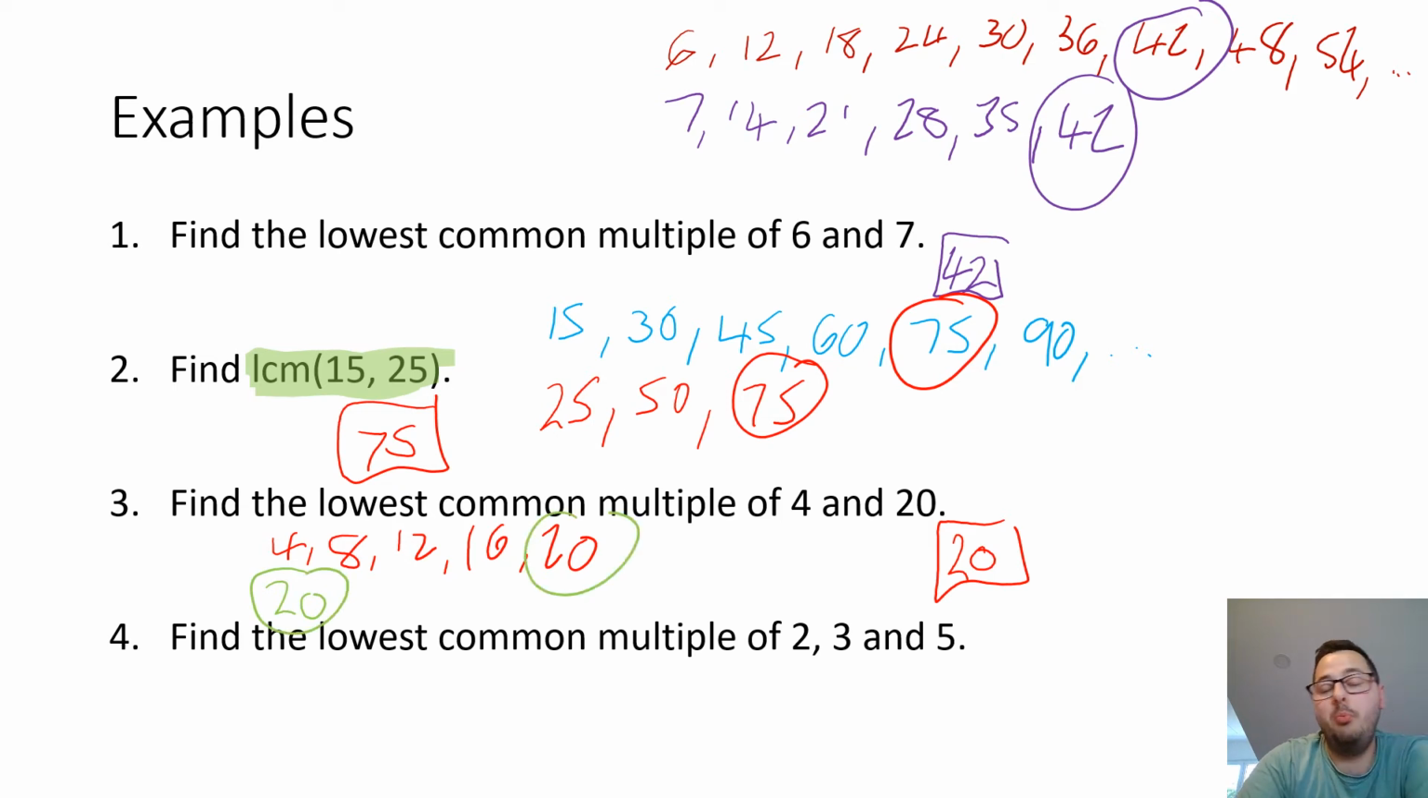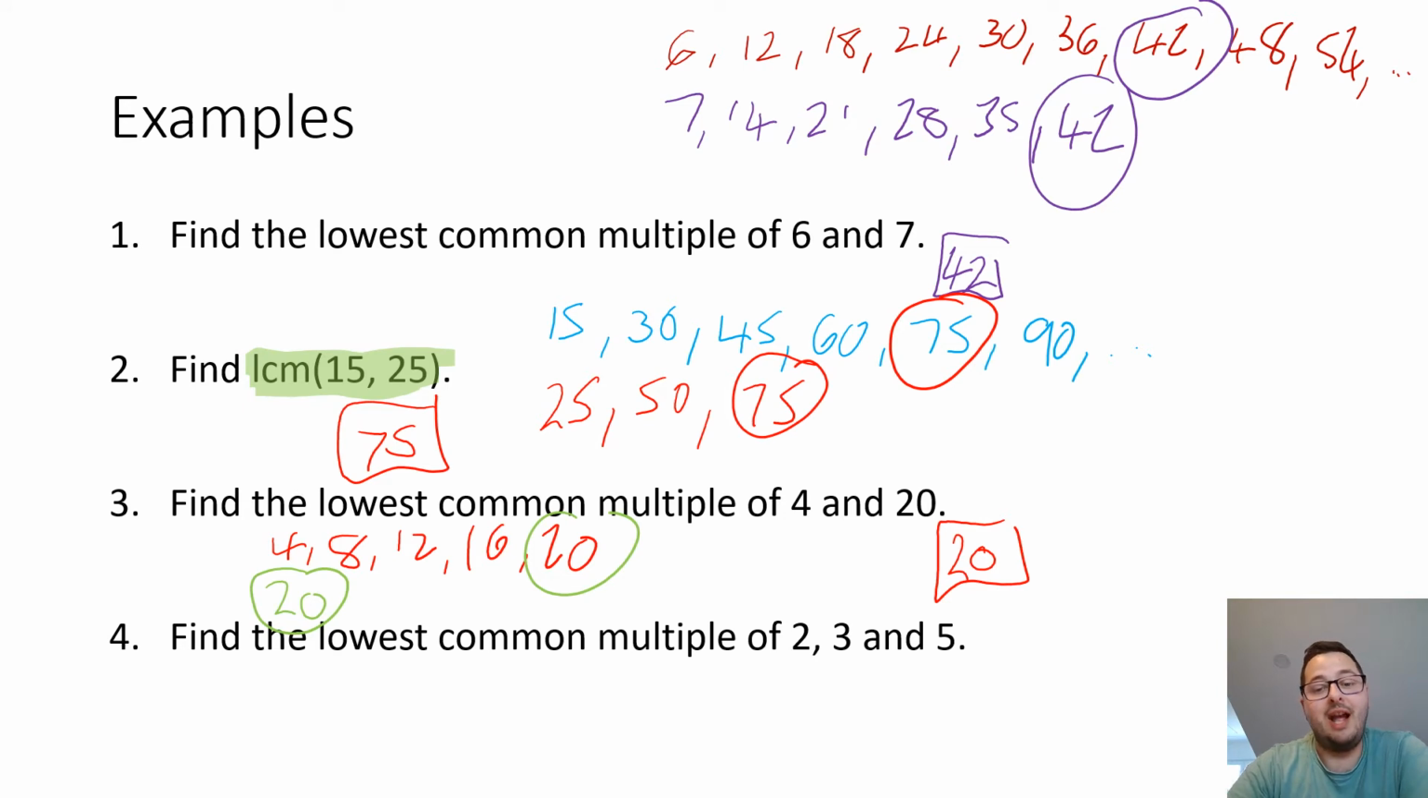So they're going to match up. Okay, so the lowest common multiple is just 20. Okay, and then finally, number 4, find the lowest common multiple of 2, 3 and 5. Now this time we've got 3 numbers, but it's exactly the same deal.